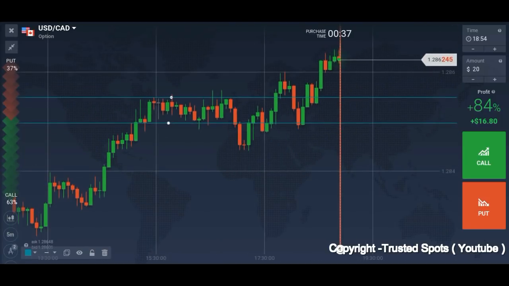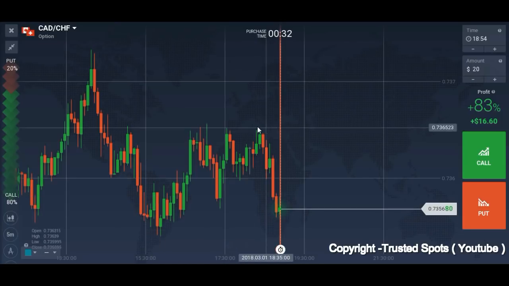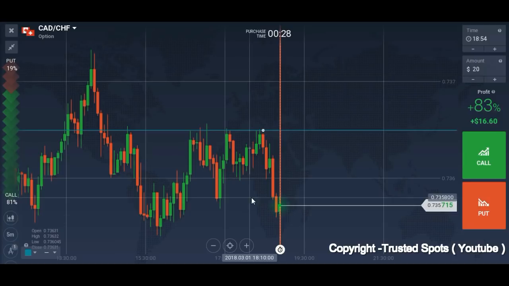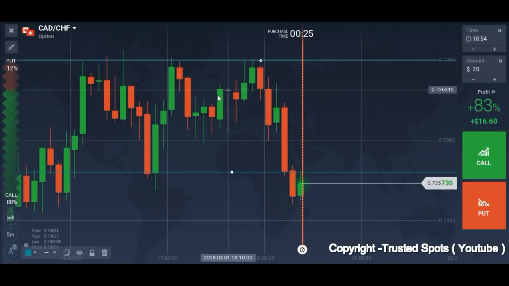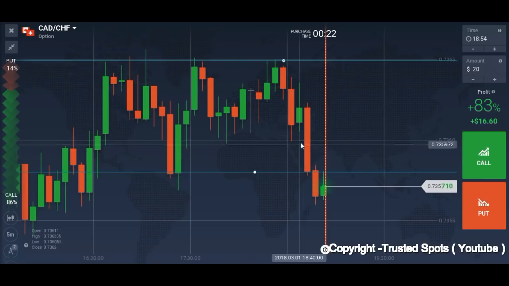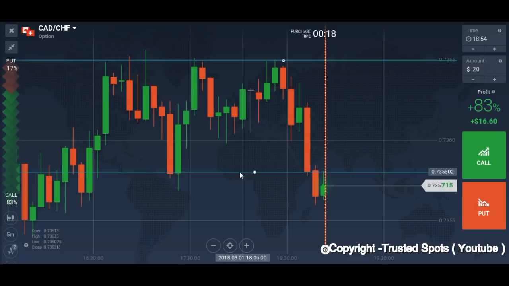Let me give you one more example. In this case, you can see the market is moving in a box. I didn't take any trade on this chart in this particular video because the market is ranging. If you look carefully, for the last 1 hour the market is moving in a box. It's a ranging market. For a ranging market, you need to wait for a breakout, which is the best thing.